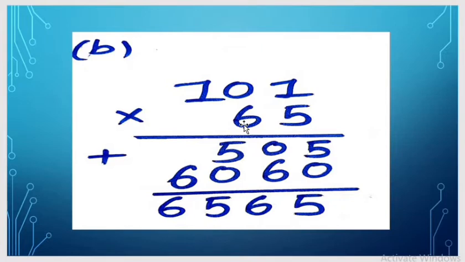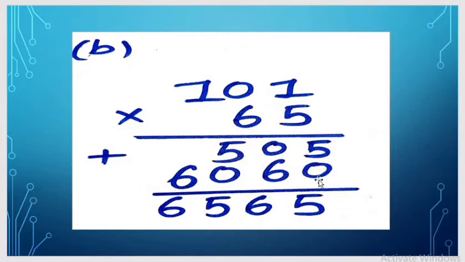101 multiplied by 65. First of all, we see how many digits here: 2 digits. So we take the 5 first and multiply it by this 3-digit number, and then take the 6 and multiply it by this 3-digit number. So 5 ones are 5, so we write 5 here, then 5 zeros are 0, and 5 ones are 5.